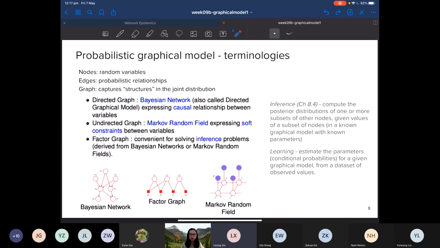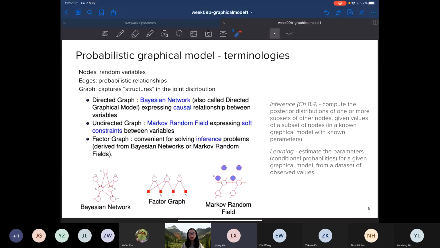Okay, so back to the main content. A probabilistic graphical model is represented as a graph. There are nodes, and the nodes are random variables. There are edges that express probabilistic relationships.